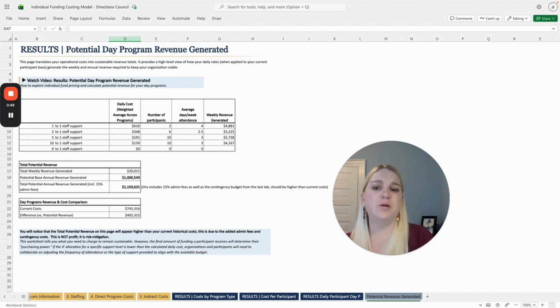So this is one model that we're encouraging you to consider as you translate these daily costs from this worksheet into an actual pricing strategy that is clear, transparent, and aligns with your values, and also matches up with how the new IF funding model ends up rolling out.